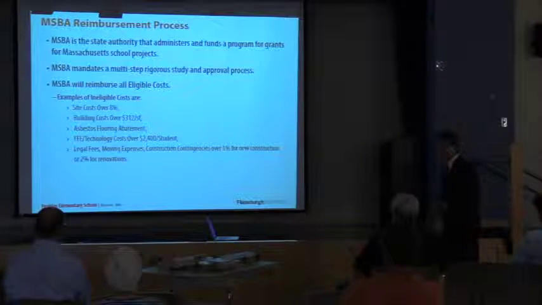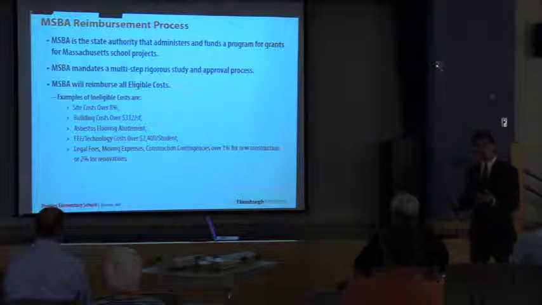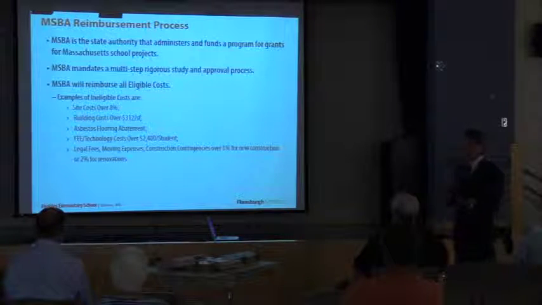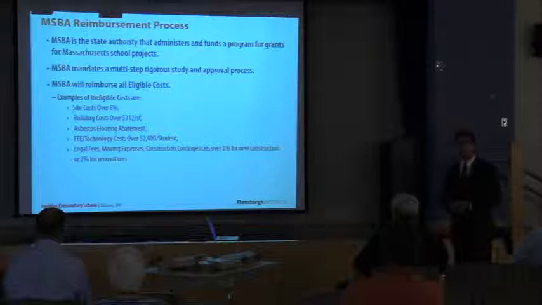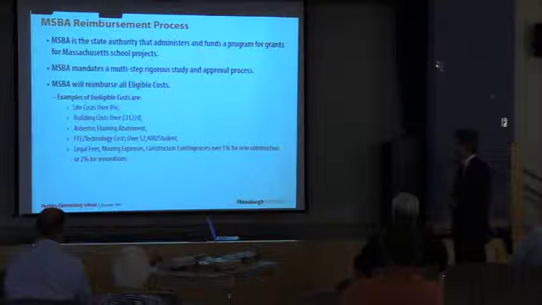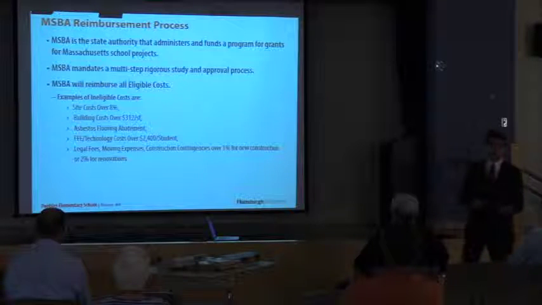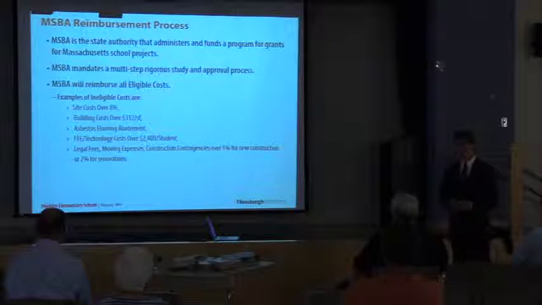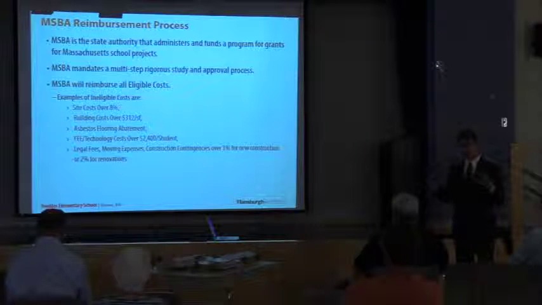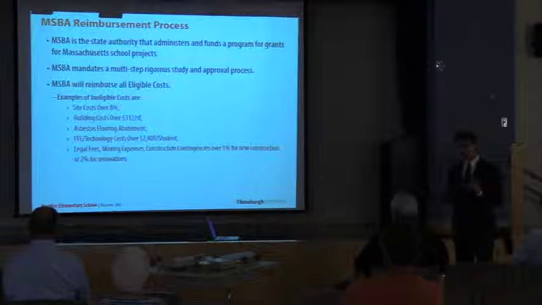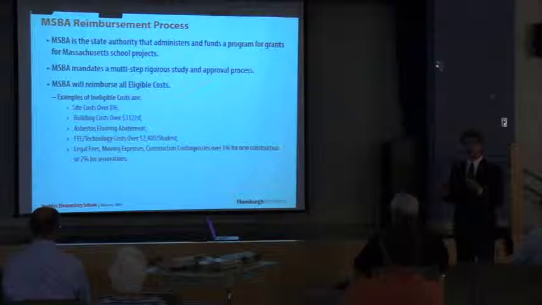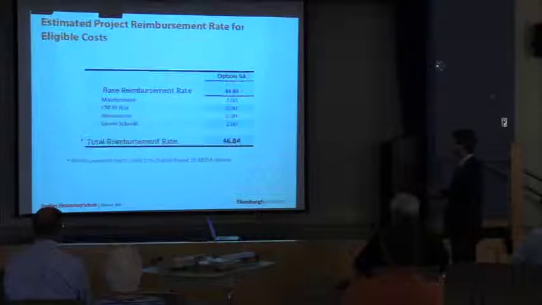Furnishings, fittings, and equipment are FF&E. That's all the teachers' chairs, the student chairs, the desks, etc. Technology costs over $2,400 a student are ineligible, and then legal fees, moving expenses, and construction contingencies over 1% or 2% for renovations. Those are just their metrics. They use those evenly across the state. They don't mean that every project is to be within those metrics. It just means that's how they develop their reimbursement formula.